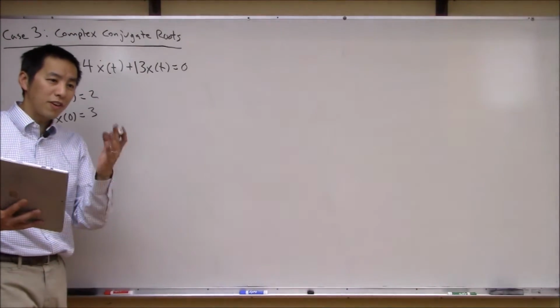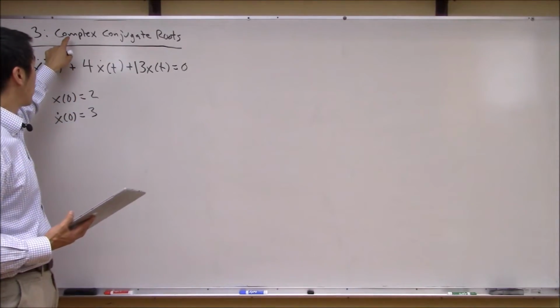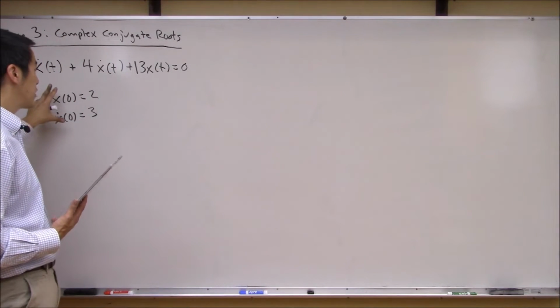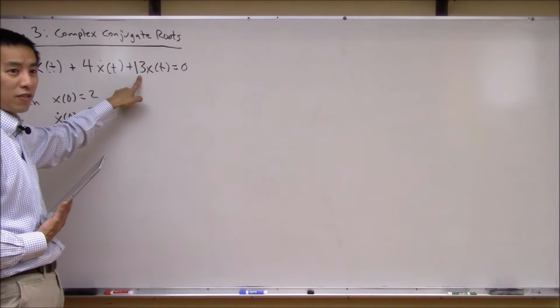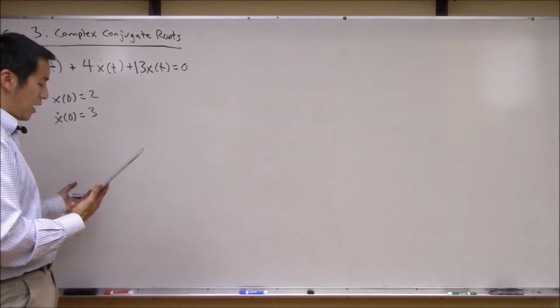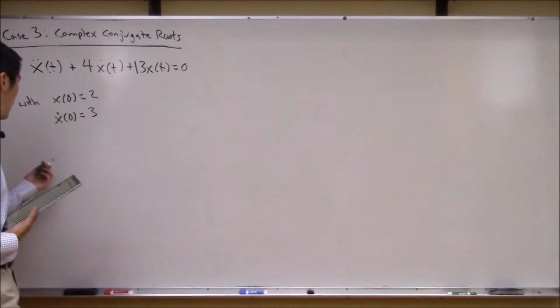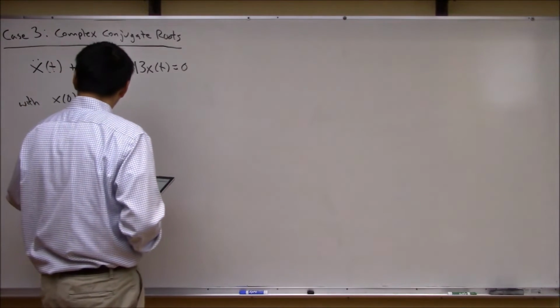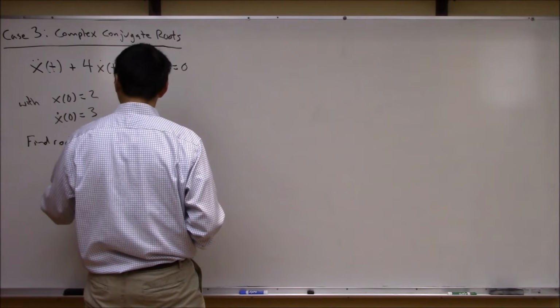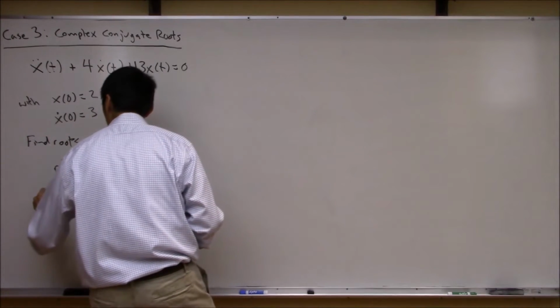All right, so let's look at our last case, which is case 3, where you have complex conjugate roots. So again, we're going to look at a very darn similar example. I just changed this constant from a 4 to a 13. We're going to leave the exact same initial conditions, and let's run through the process. So again, first step is we're going to go ahead and find our roots. And again, if you solve r squared plus 4r plus 13 equals 0, you're going to come up with two roots.